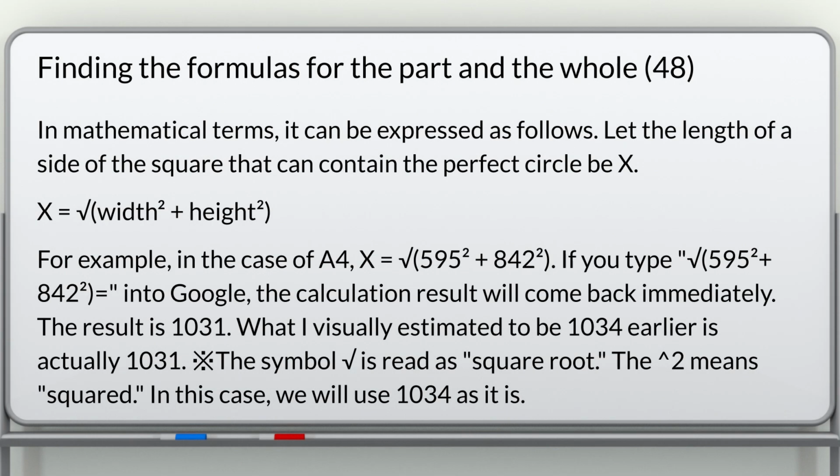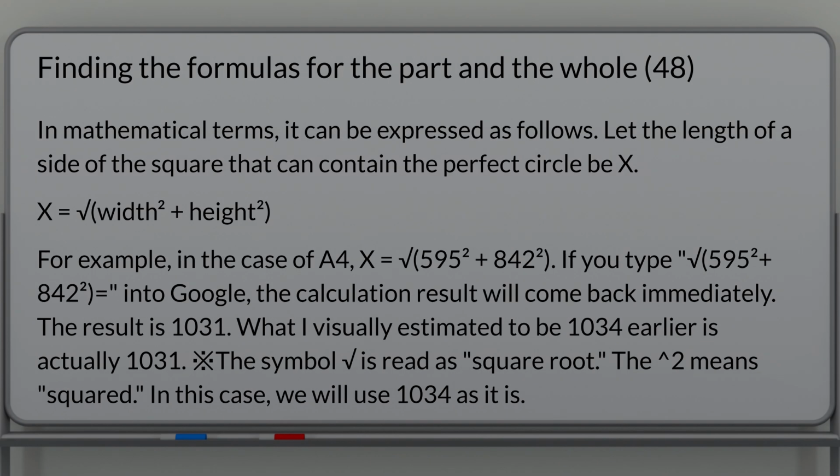In mathematical terms, it can be expressed as follows. Let the length of a side of the square that can contain the perfect circle be x, then x equals the square root of width squared plus height squared. For example, in the case of A4, x equals the square root of 595 to the power of 2 plus 842 to the power of 2. If you type that into Google, the calculation result will come back immediately. The result is 1031. What I visually estimated to be 1034 earlier is actually 1031.